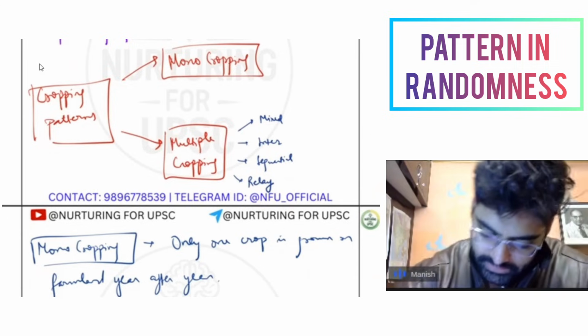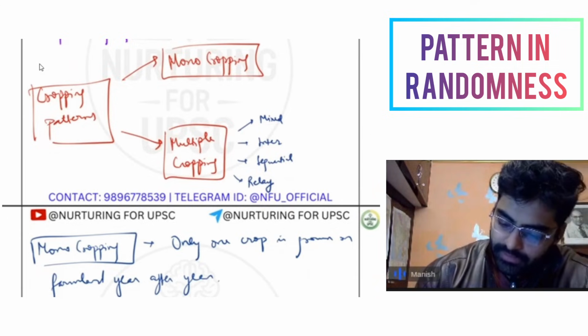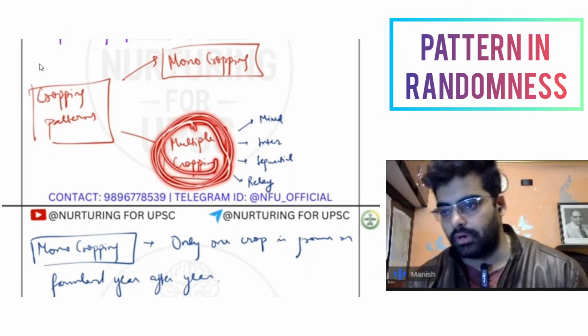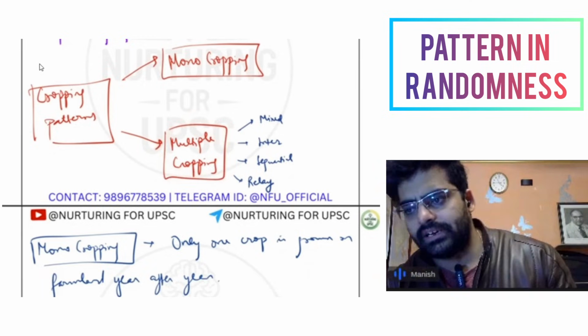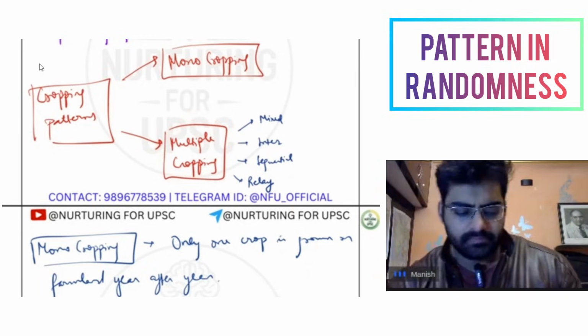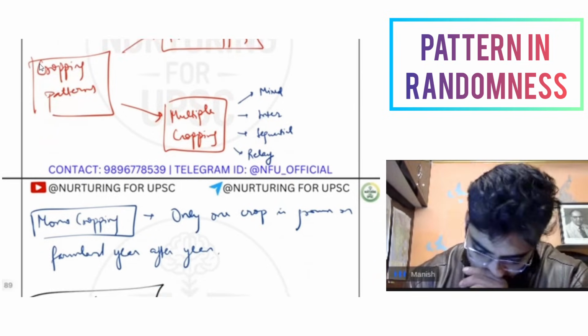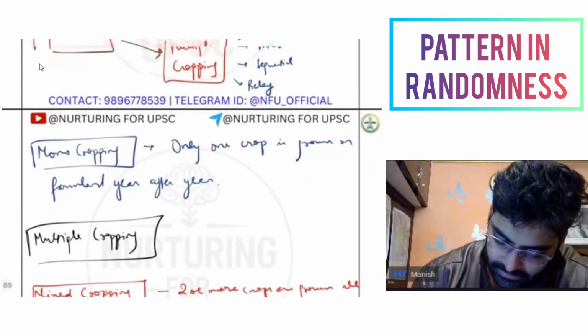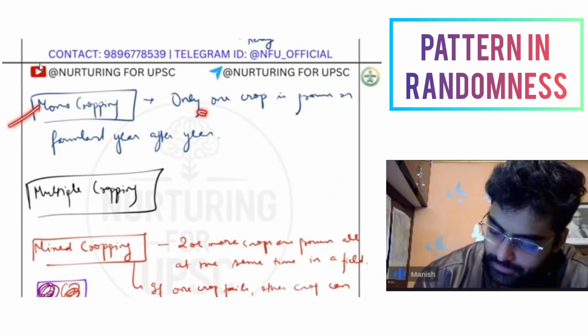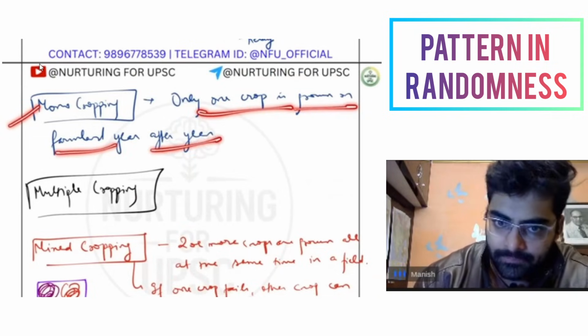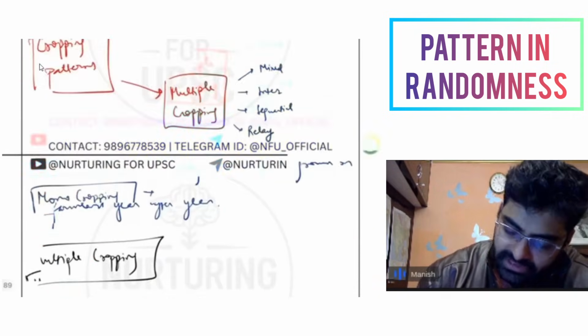All right. And another type is multiple cropping, where we grow multiple crops at different times, or at the same time in different areas of the same field, or in the same area, etc. So let's learn that. Monocropping is when only one crop is grown on farmland year after year, and multiple cropping is of many types, like mixed cropping.